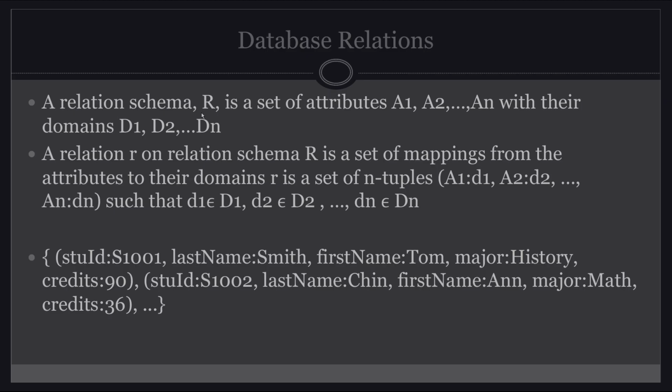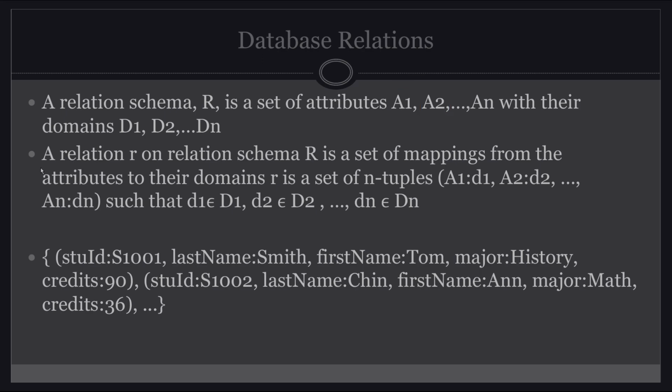Now relation schemas. A relation schema, capital R, is a set of attributes A1, A2 through AN, and their domains D1, D2 through DN. Okay, so A1, let's say it's the name. The name would be some kind of string of a maximum length, let's say 30. A2 might be the age, then its domain, like the possible values it could have, could be an integer from 1 up to 100, and so on.